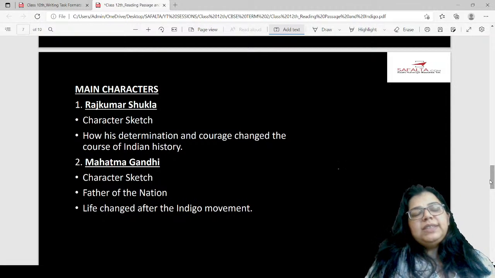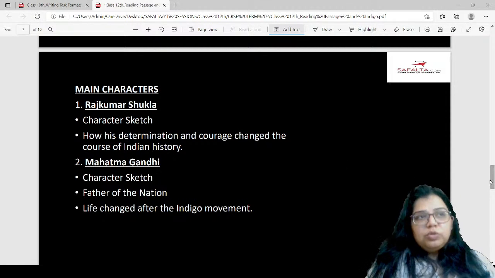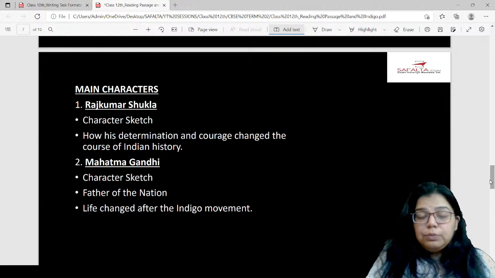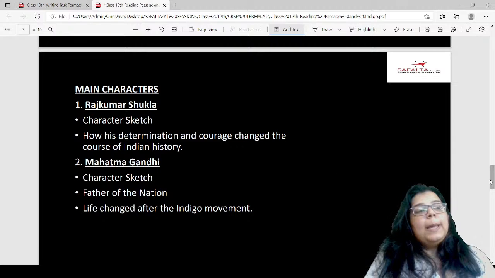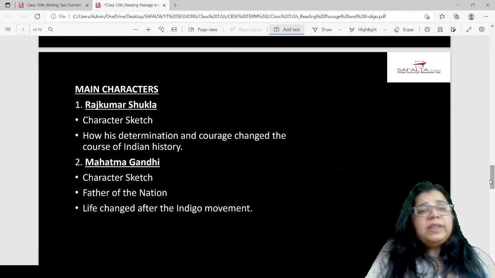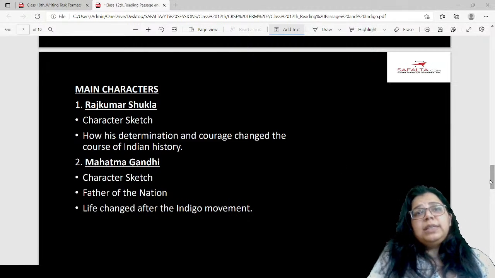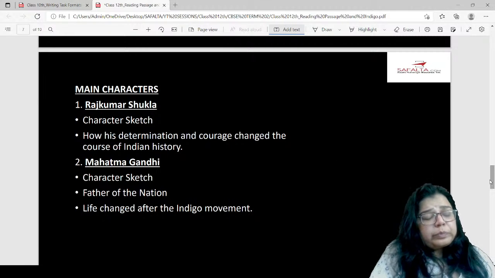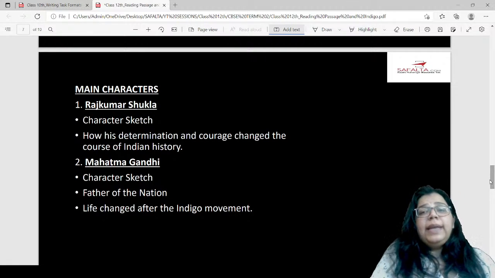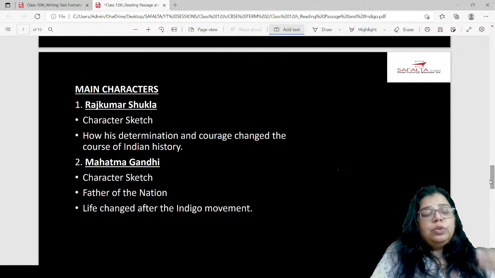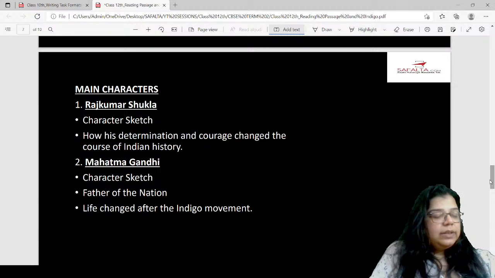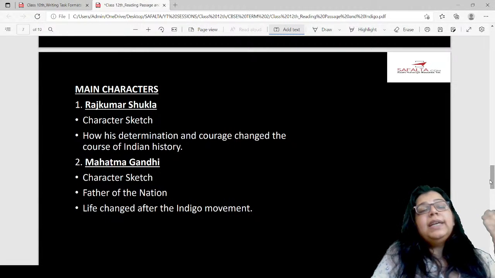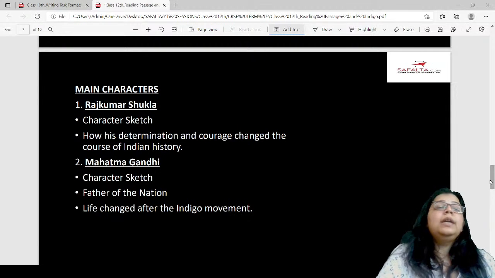Yes, so mostly when we study in history, we understand that the movement started with the non-cooperation movement, that started in 1919. But when we read this lesson, we understand that no, it started with the Indigo plantations movement in Champaran, and how Champaran laid the foundation of the strong movement of India's freedom struggle against the British, right?